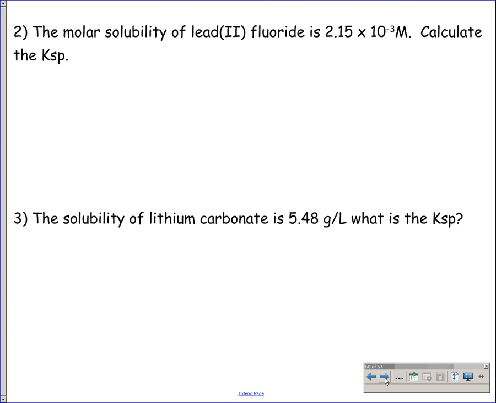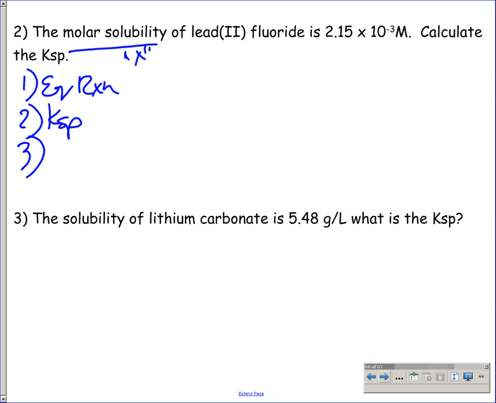All right, the molar solubility of lead 2 fluoride. Tell me the method. We'll go through just the method real fast. Molar solubility, what am I solving for? X. Okay, so that means I need a setup. First step is always to do the equilibrium reaction. The second step is to set up your Ksp. The third step is to solve for X.